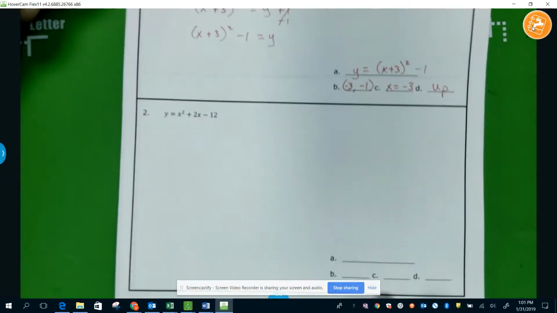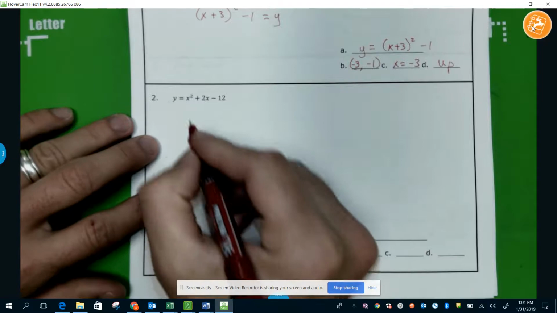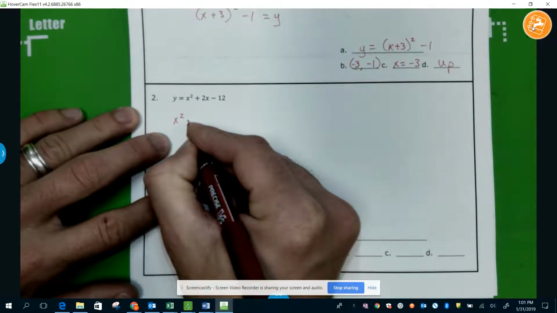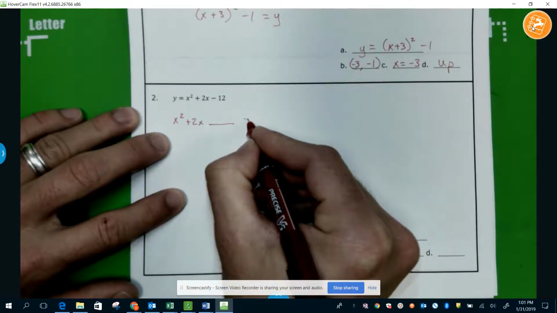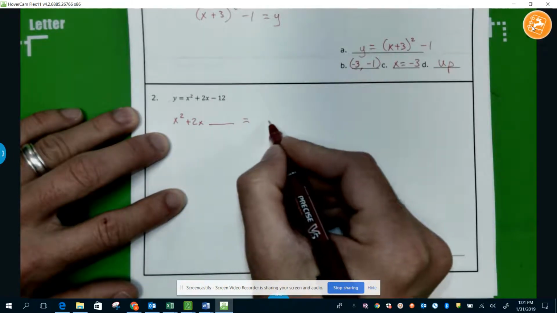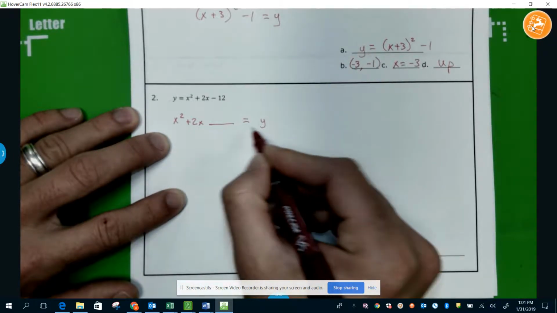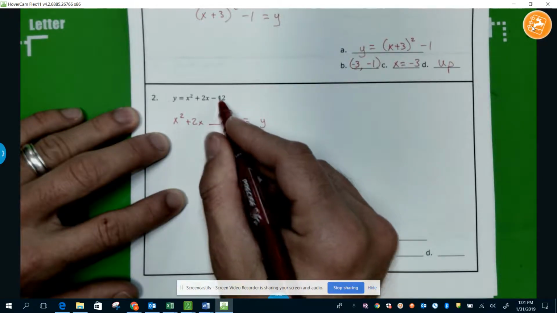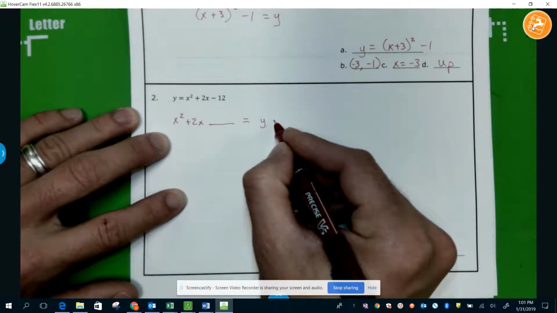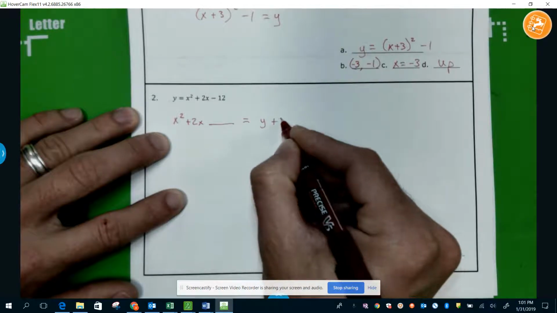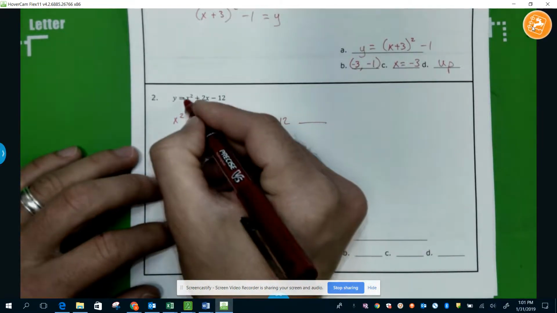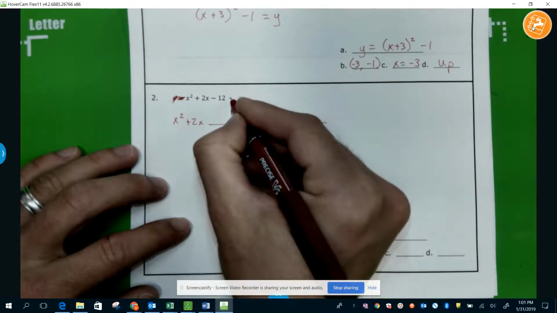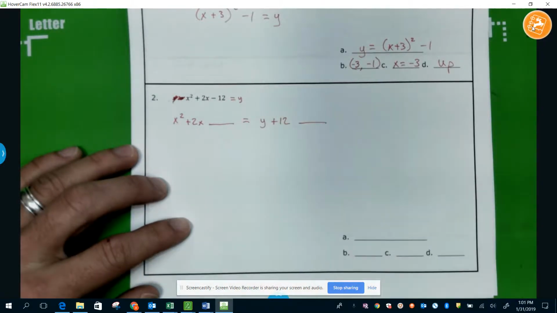All right, next problem. Again, we want to rewrite the problem. x squared plus 2x. We want a blank. Now I want to move my y over here, but then I also need to move my negative 12 to the other side, which would make it a positive 12. And it might help if you scratch that equals y and put it like that.